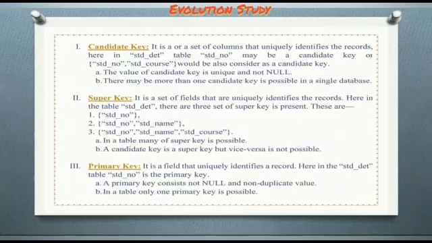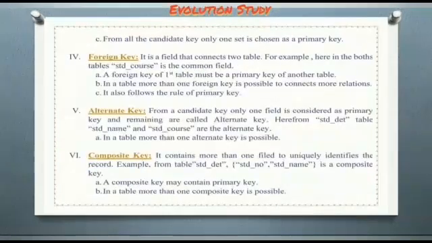Primary key. It is a field that uniquely identifies a record. Here in the std_det table, std_no is the primary key. A primary key consists of not null and non-duplicate values. In a table, only one primary key is possible. From all the candidate keys, only one set is chosen as the primary key.